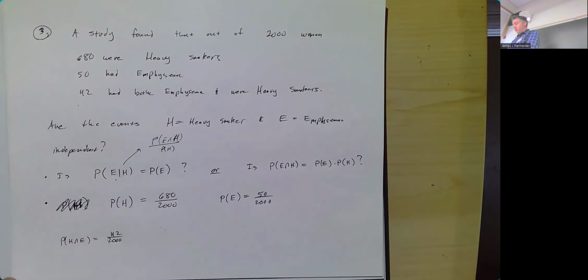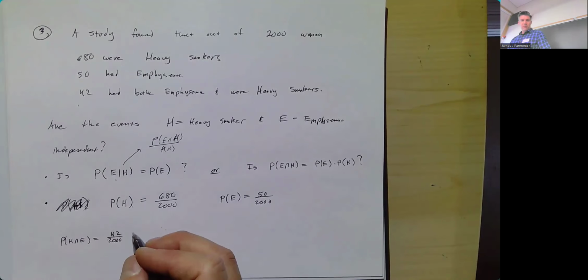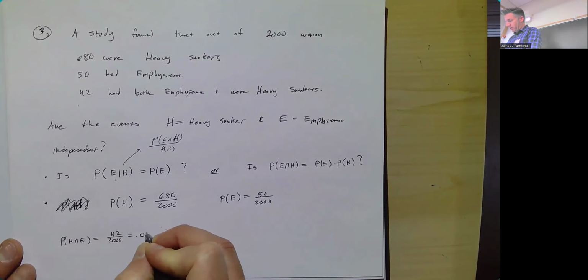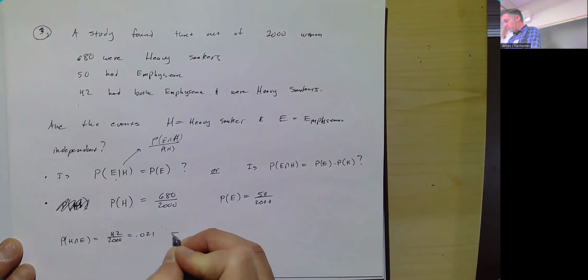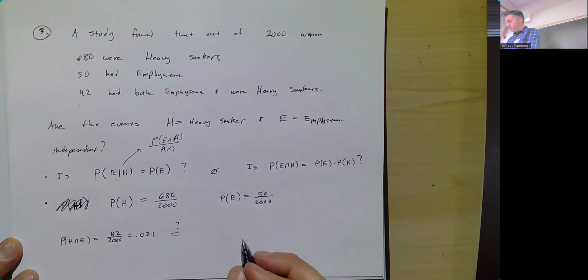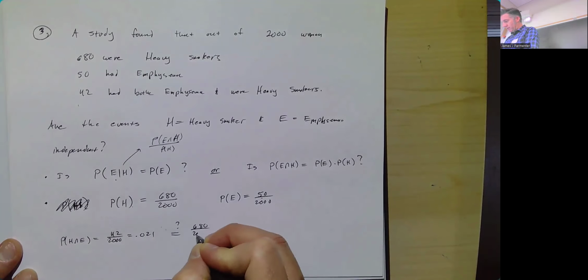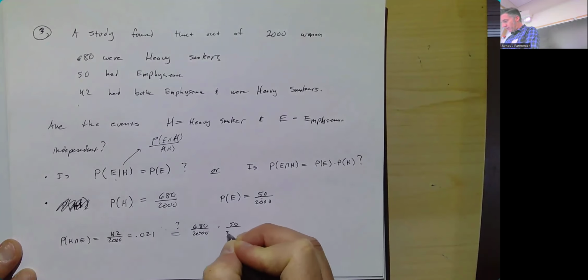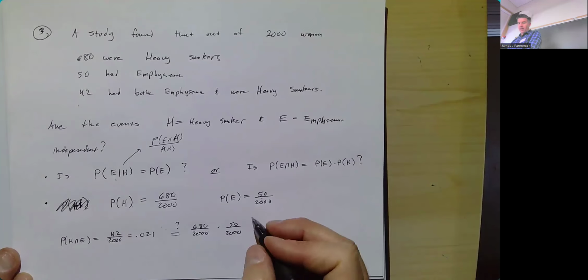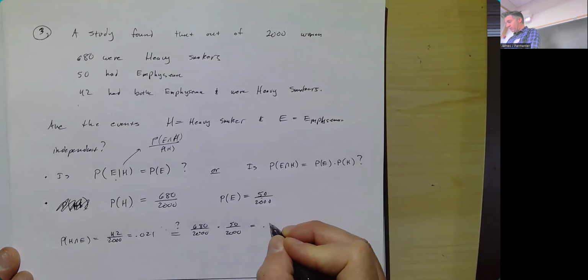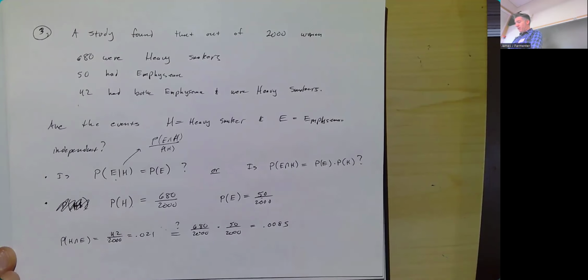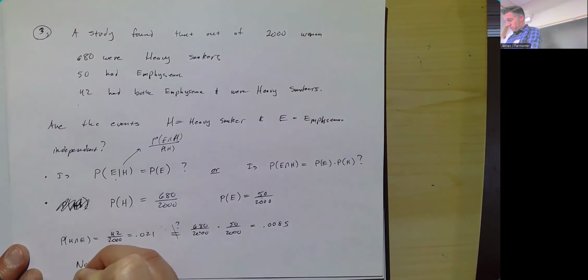Let's find out. So we already know what this is. This is 42 over 2000, which is actually 0.021. And the question is, does this equal that times that? 680 out of 2000 times 50 out of 2000. Let's find out. The right-hand side is equal to, if you pull out the calculator, 0.0085. So definitely not. These events are not independent of each other. Again, it's not terribly surprising because it's kind of what we expected.